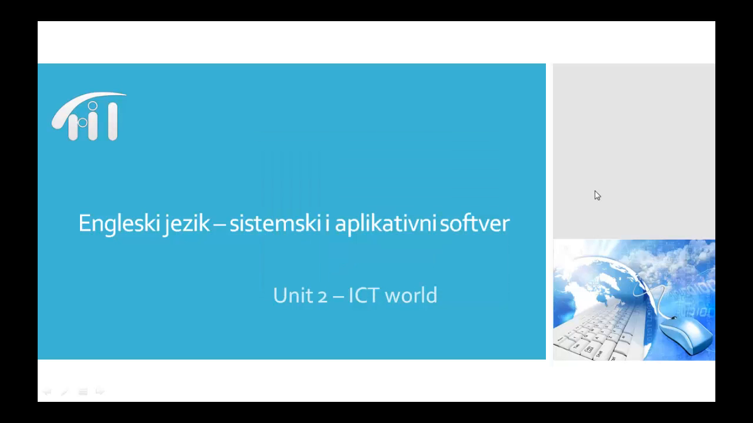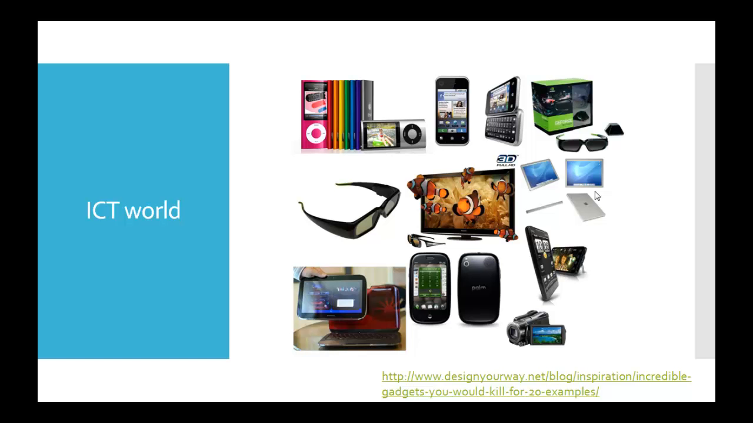This is Unit 2 for the subject English Language System and Application Software. In this unit, we will talk about some of the advances that have happened in today's society in the last few years thanks to the use of ICT. First of all, we will talk about gadgets that are commonly used today.